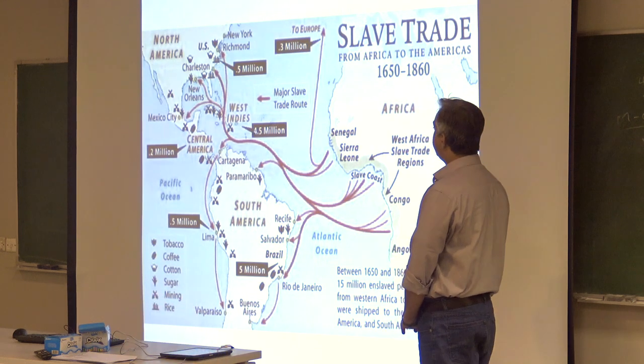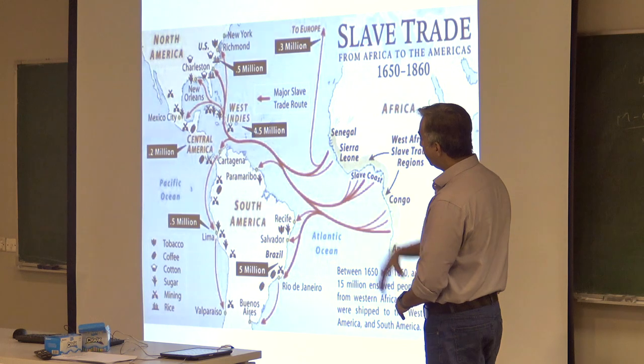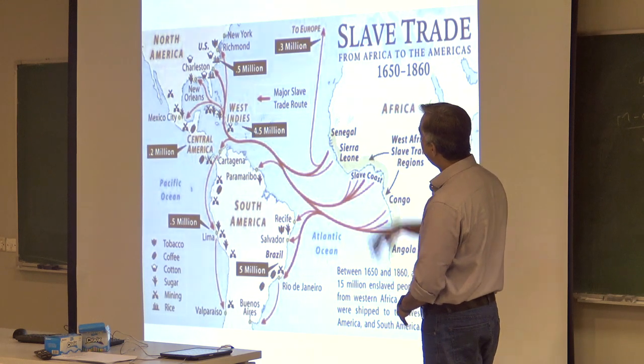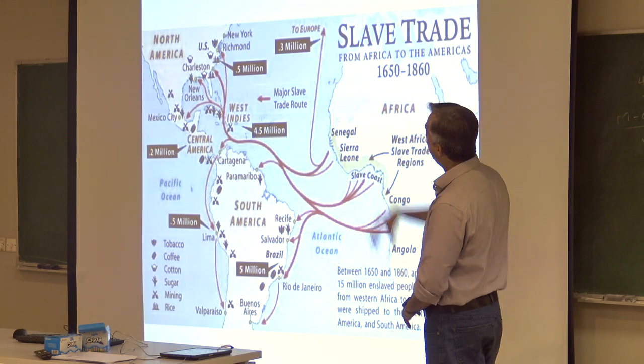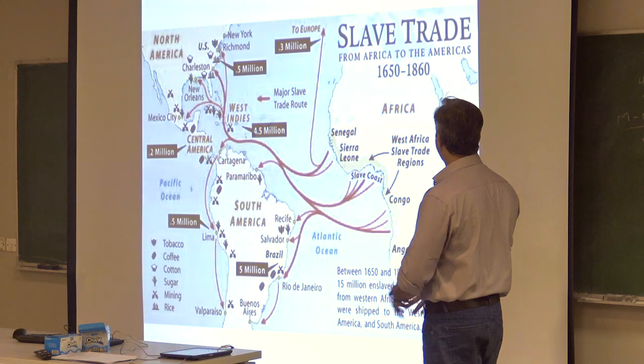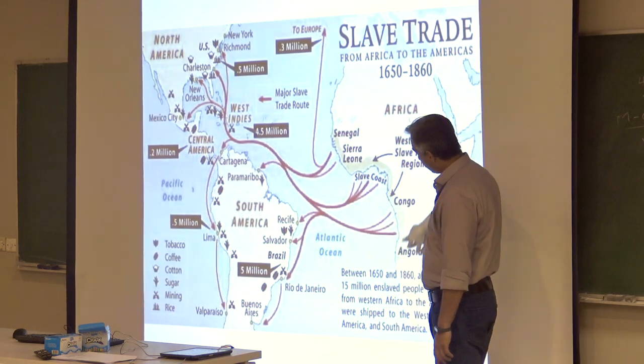Here's another very interesting graph that shows you where they all went. You can see Brazil, 5 million, at Lima, 0.5 million, 4.5 million in the West Indies, 0.2 million in Central America, 0.3 million go to Europe, 0.5 million go to North America, Mexico City, and so on. Here are the slave coasts from Congo. All along the coast, you see people are raiding.